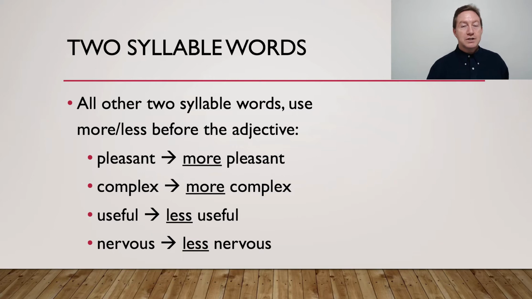There are other two-syllable words, and for these two-syllable words that don't meet the first two rules, then we just need to use more or less to use the adjective in a comparison. So the word pleasant, that's two syllables, pleasant, becomes more pleasant. The word complex, complex becomes more complex. Useful becomes less useful, more useful or less useful. And nervous, nervous becomes less nervous. So you might give an example like, I am more nervous today because of my final exam than I was last week for the quiz.